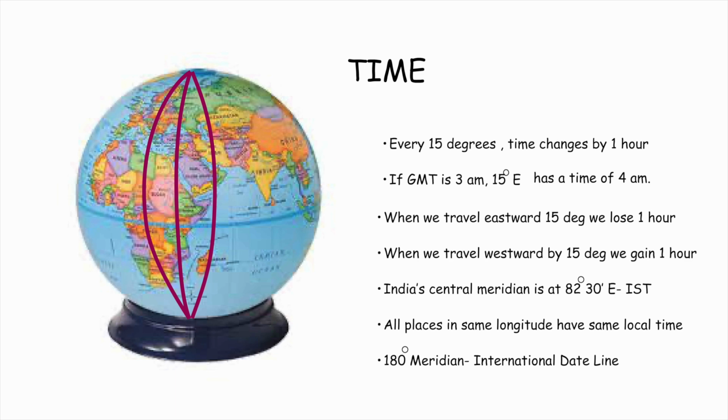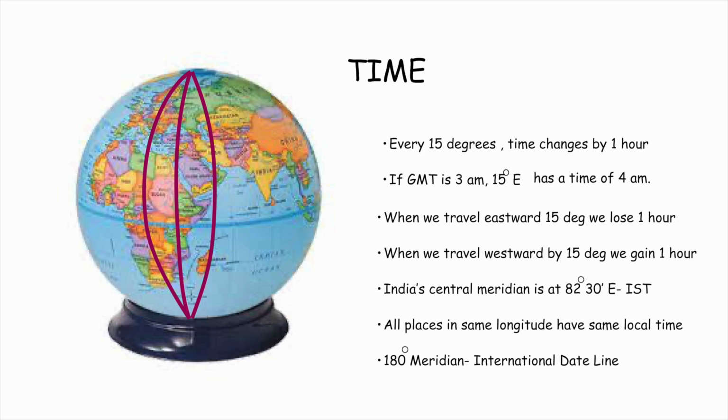Say it is 3 a.m. at the prime meridian. To the east, 15 degrees east would be 4 a.m. and 15 degrees west would be 2 a.m. Therefore, we gain time when we travel westward and we lose time when we travel eastward. This happens because the Earth rotates from west to east. Places on the same line of longitude will have the same time because they face the sun at the same time, and that time is called the local time.